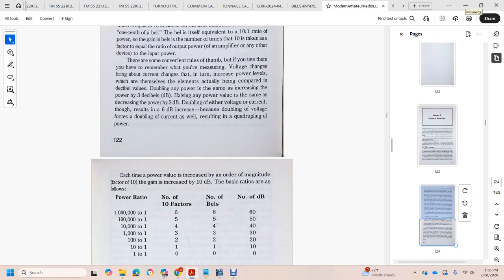Each time the power is increased by an order of magnitude, a factor of 10, the gain is increased by 10 decibels. The basic ratios: 1 million to 1 has 6 factors of 10, so the number of bels is 6, and the number of decibels is 60.